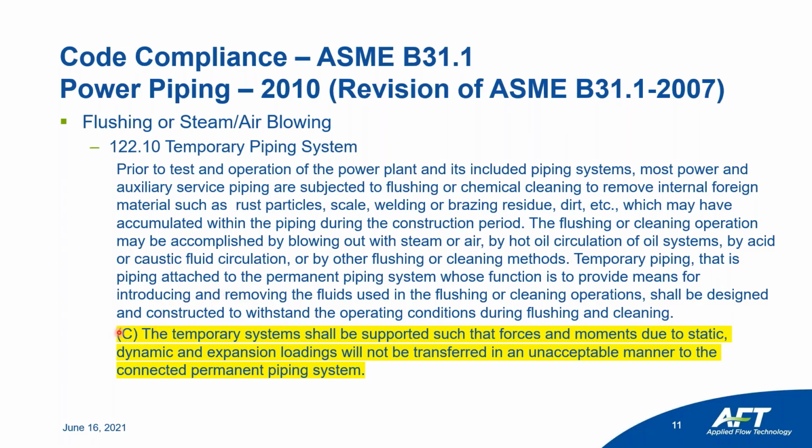In section C, it refers to what the designer should consider. The temporary system shall be supported such that the forces and moments due to static, dynamic, and expansion loadings will not be transferred in an unacceptable manner to the connected permanent piping system. So you have to design properly when you're doing a steam blowing operation and consider the dynamic loads generated when you open the valve to flush the system.